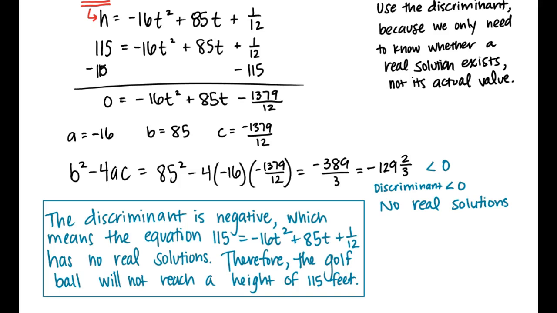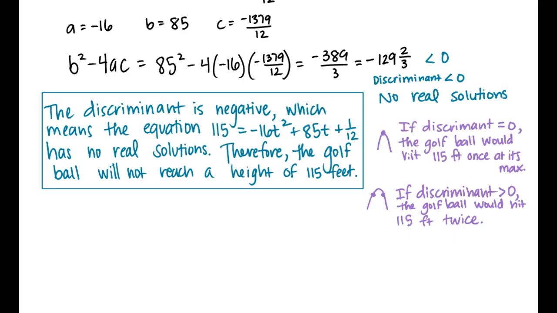So because the discriminant is negative, that means the equation 115 equals negative 16t squared plus 85t plus 1/12 has no real solutions. Therefore, the golf ball will not reach a height of 115 feet. So now that we know that the golf ball will not reach a height of 115 feet, I do want to talk about the other two possibilities.